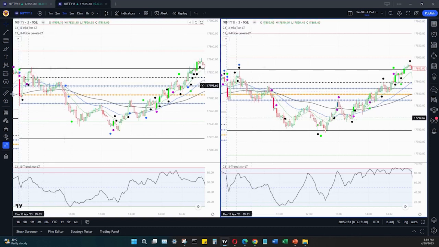For the first 30 to 45 minutes, 9:15 to 9:45 or 10 o'clock, we observe the market: where the price is, what the location is, and what about the EMAs, whether they are sloping, rising or falling. We look at the trend meter, and we look at the kind of participation that has come into the market in the first 30 to 45 minutes.